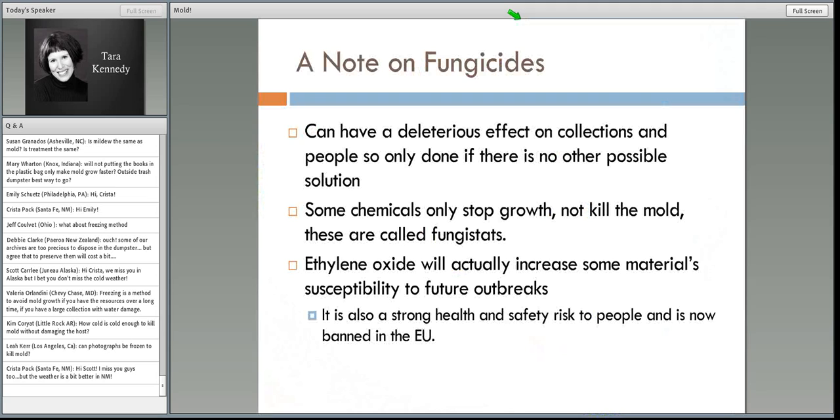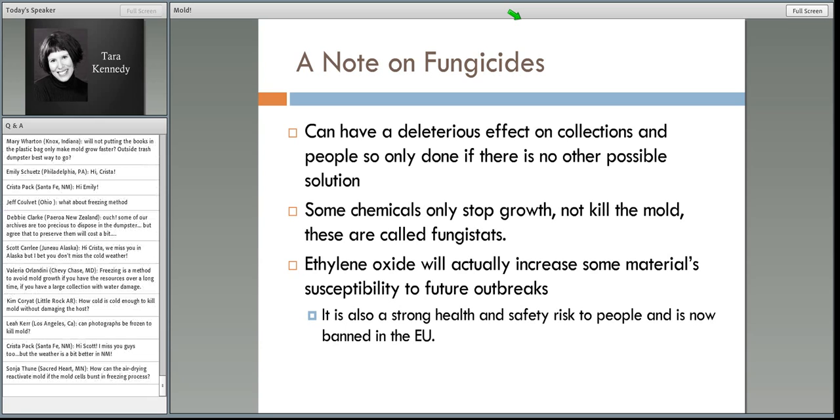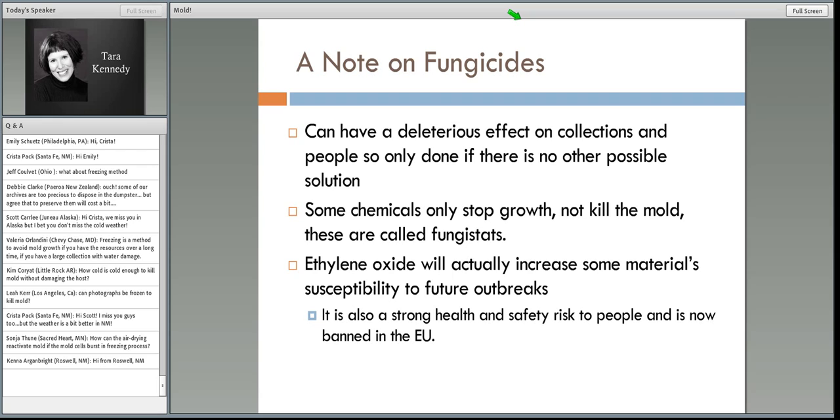So just a quick note on fungicides. Generally, we don't recommend the use of them as conservators, mostly because they can have a real problem on collections and people. So they really only should be used as a very, very last resort. And some chemicals will only stop the growth, not kill the mold, and those are fungicides. Ethylene oxide is a chemical that was used often to kill mold, but it actually can increase some material susceptibility to future outbreaks, so it really is something that we don't recommend, and it's even banned in the European Union at this point in terms of safety. So just don't use it. Get rid of your ethylene oxide chambers.